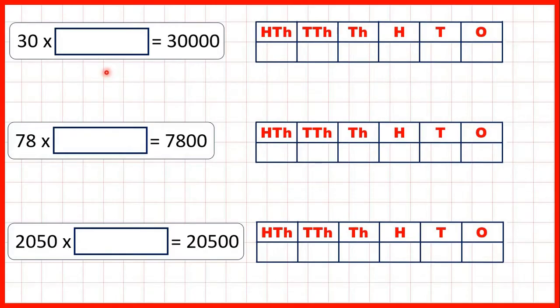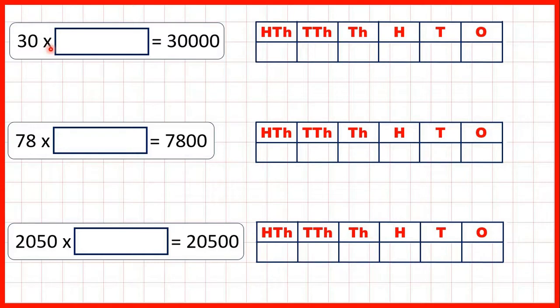Now we need to solve missing number problems for multiplying by 10, 100 or 1,000. And for these questions, we know that the missing number must be 10, 100 or 1,000, because if we look at the number in our answer, we have the number in our question, but with zeros on the end. So here we have 30 with 3 zeros on the end, here we have 78 with 2 zeros on the end, and here we have 2050 with 1 zero on the end.